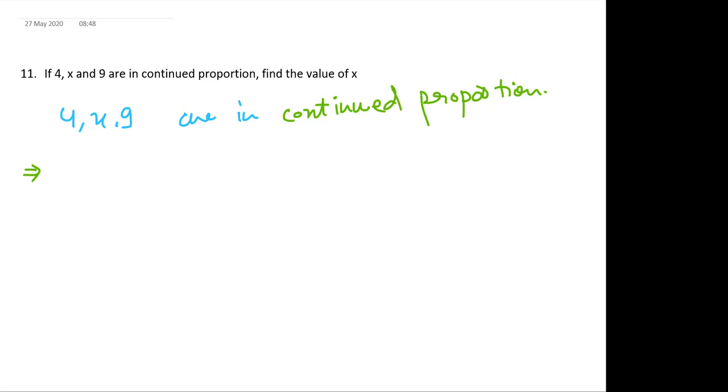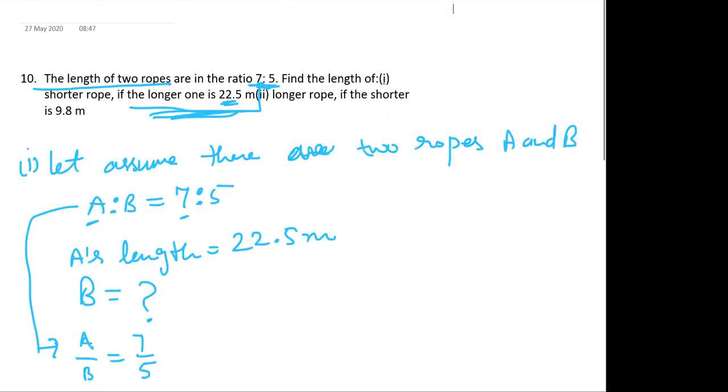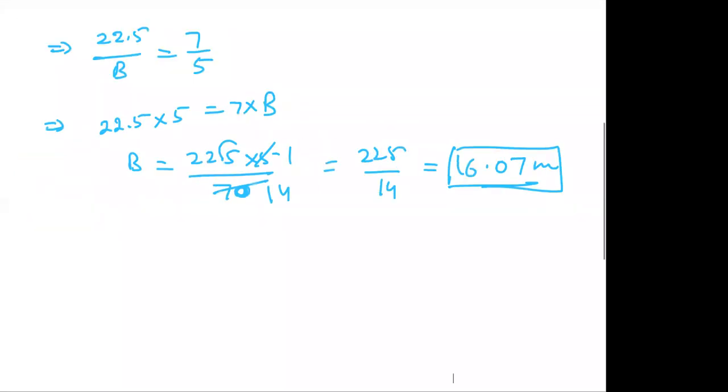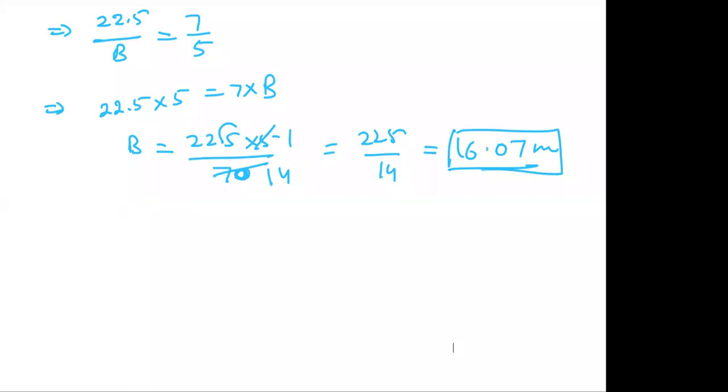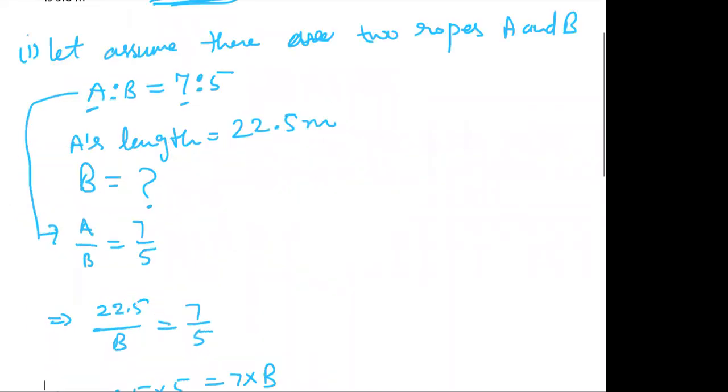So please tell, question 10 part B. Is there a part B also? Okay, let me check. Longer rope, if the shorter rope is 9.8 meter. Fine. So in question 10 part B, we have to find the longer rope. Means we have to find A if the shorter rope is 9.8 meter.